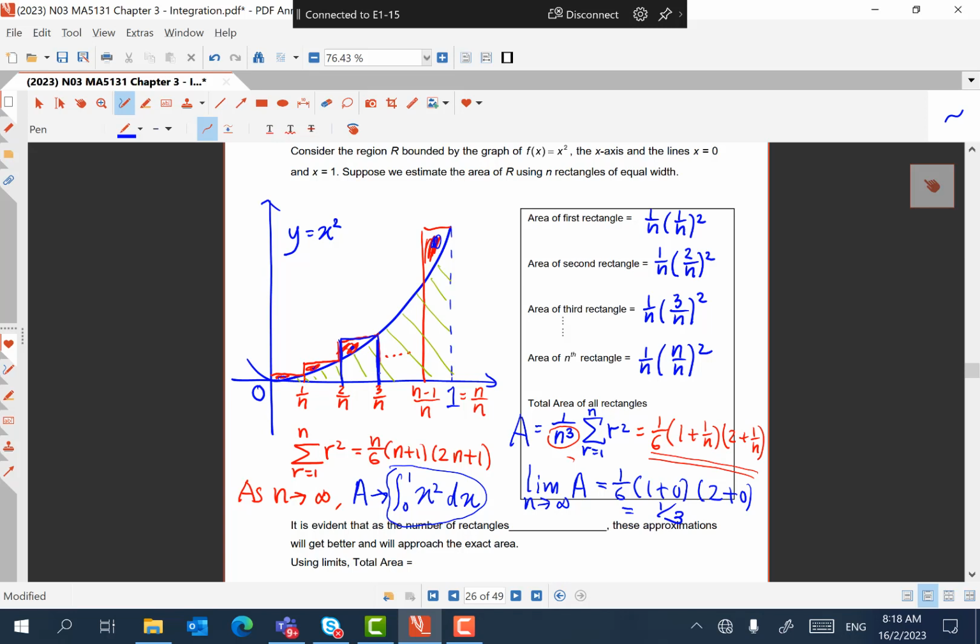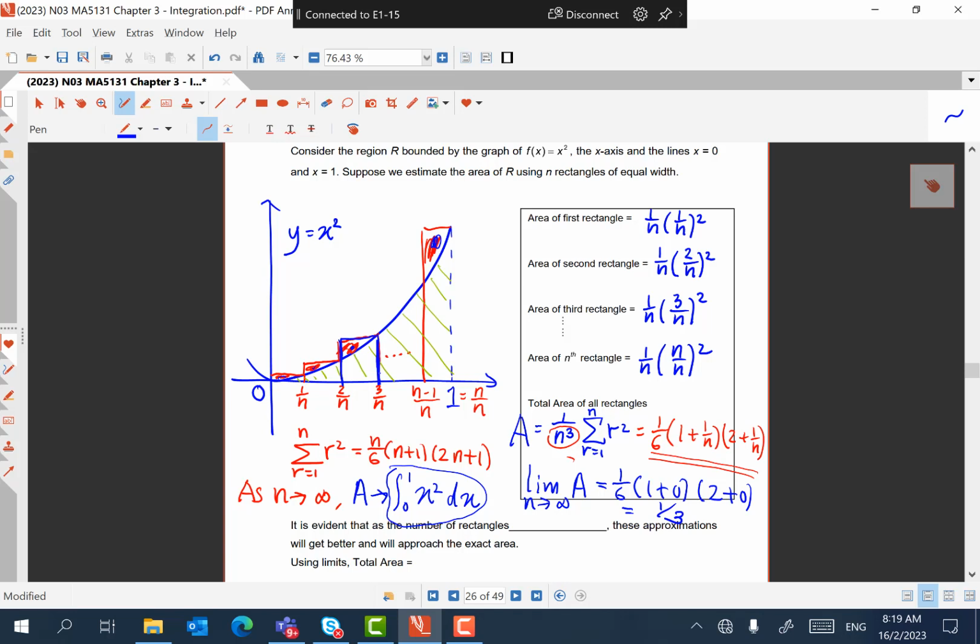Now, your understanding of the Riemann sum is that of either the left or the right Riemann sum. In this case, it's the right Riemann sum. Moving on to the next page, I want to impress upon you that the Riemann sum is more than what you think.